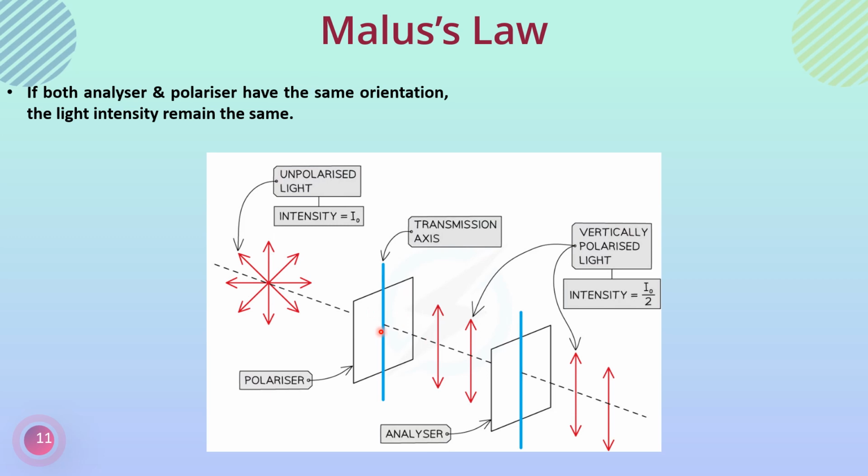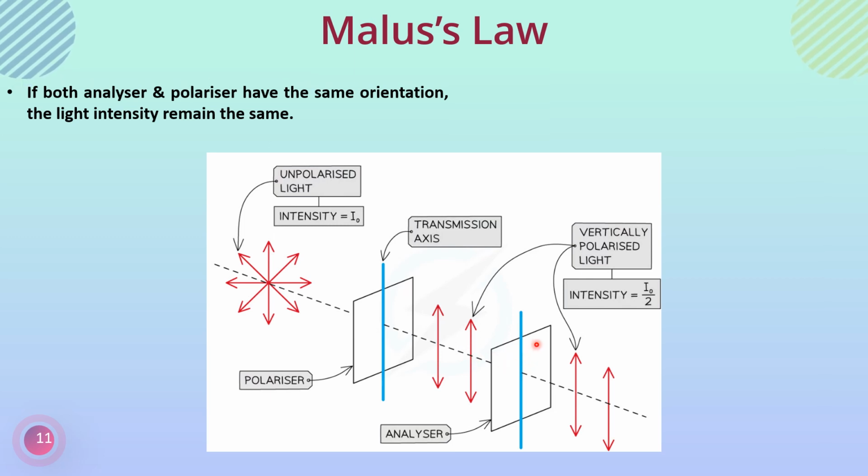When the light gets through, the vertical axis will pass through, and the others will be blocked out. This is the analyzer. It's exactly like the polarizer. It's just a different name, as we mentioned, right? But they are the same. They are polarizers. If they are both vertical, the intensity will remain the same. So the light intensity remains the same.